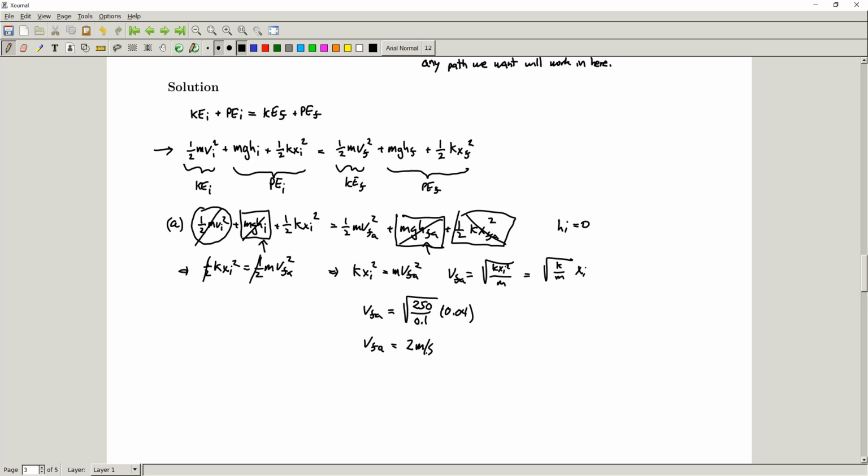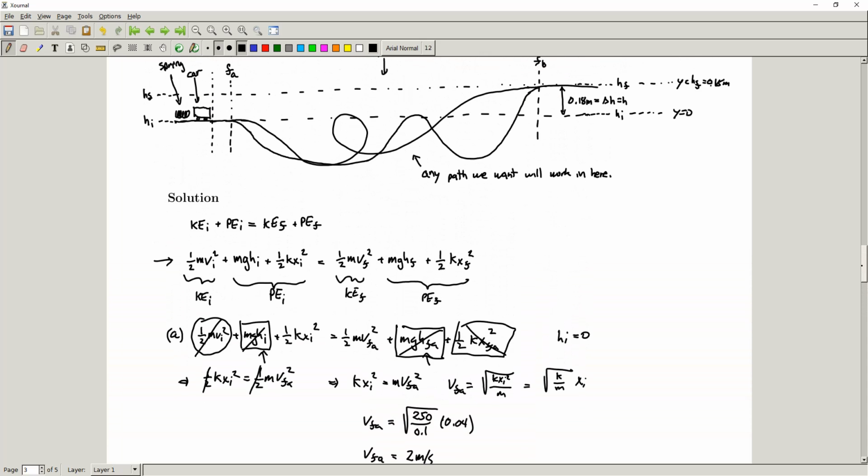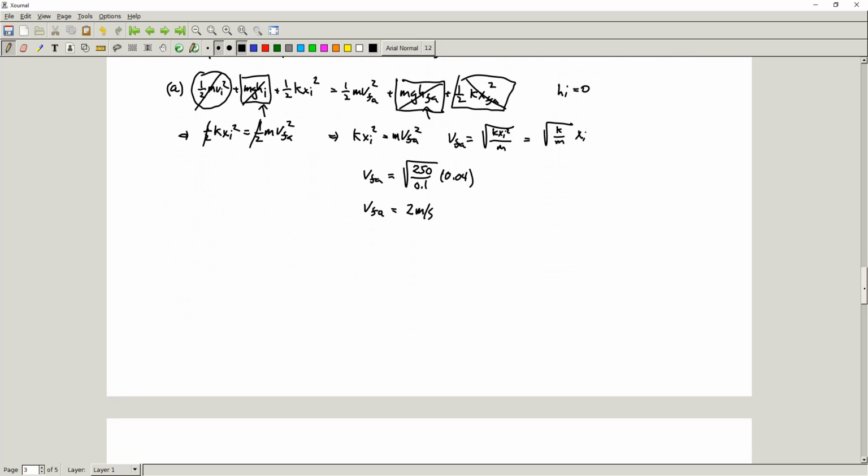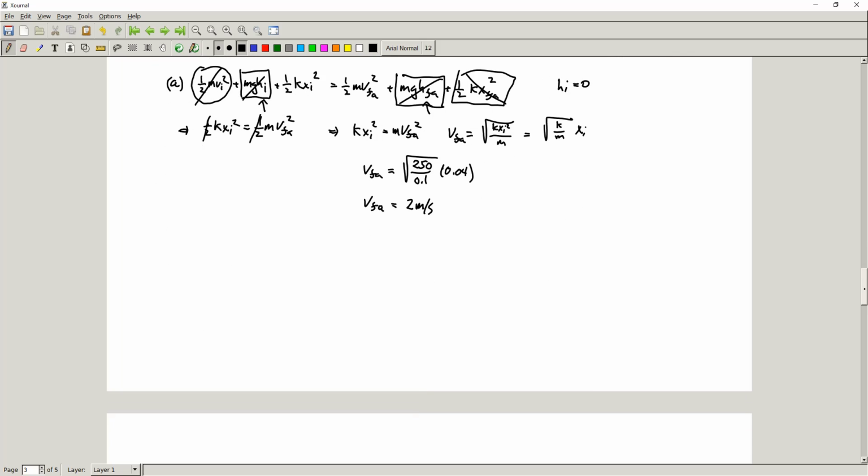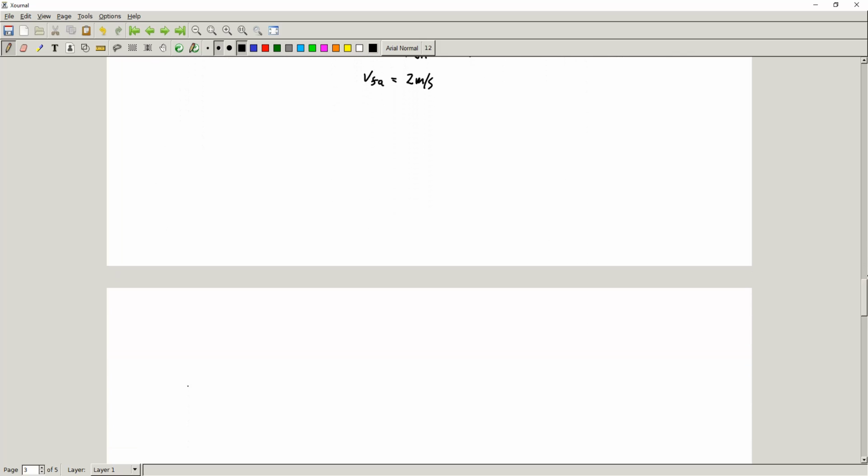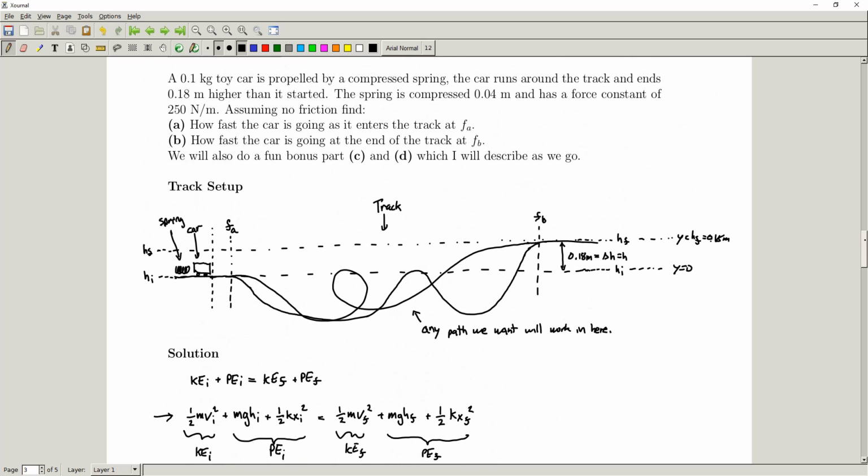In part B now, do I have space here? Maybe I'll start on the next page. In part B, we want to look at what the velocity of the car is going to be as it goes through this whole track and ends up here at the final point, FB, final point B, right? So it's important, let's remember that we're dealing with a frictionless track here, right? So the path, basically this is path independent.